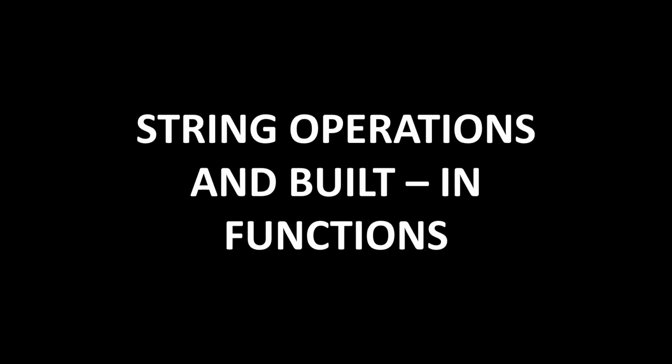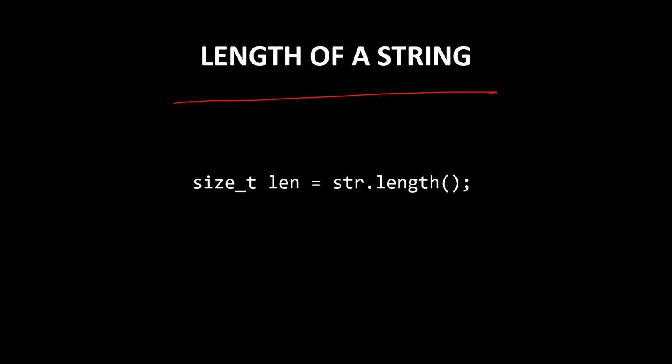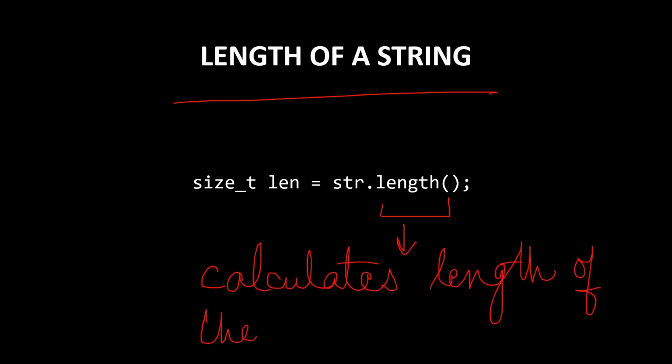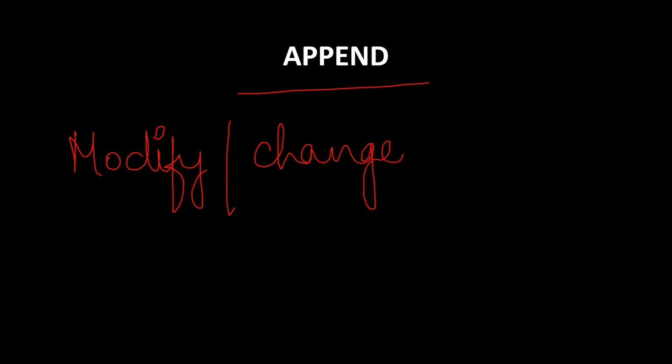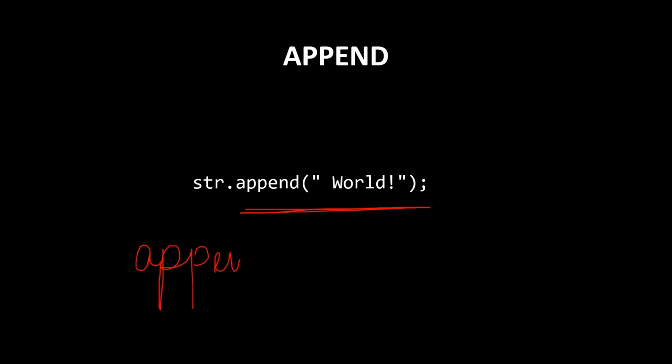So let's move on to learn about some operations and built-in functions that we can use with strings. Let's start with finding the length of the string. We can find the length of the string using the length or the size method. The code snippet explains how we are able to get the length of the string. We have learned previously how to modify characters in a given string. Modifying, changing, or replacing are all the same thing. But what if we need to change the entire word? So, we do it by using the append method.